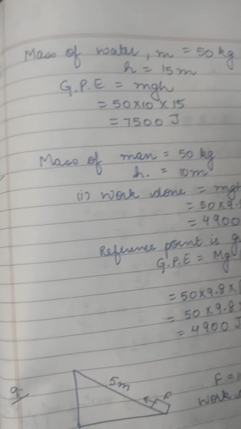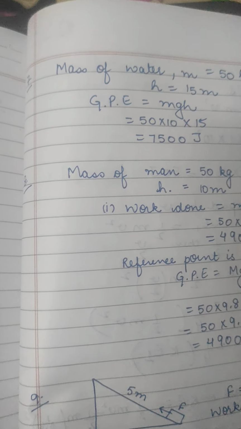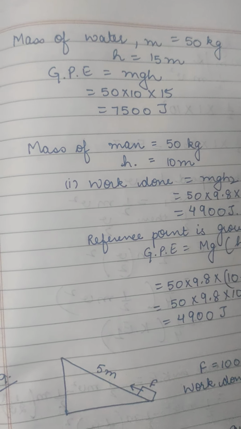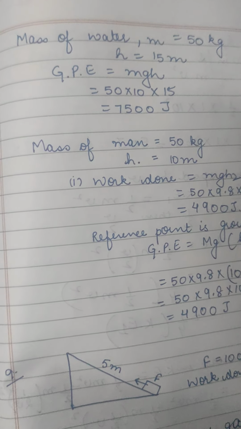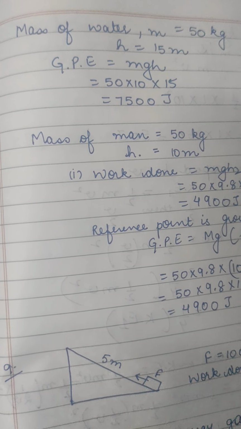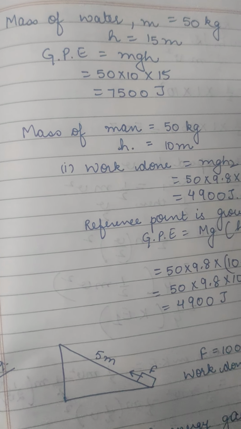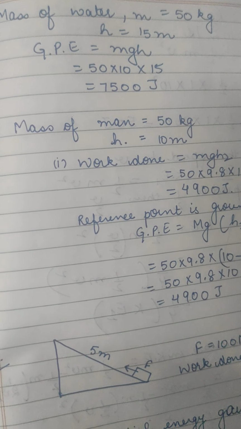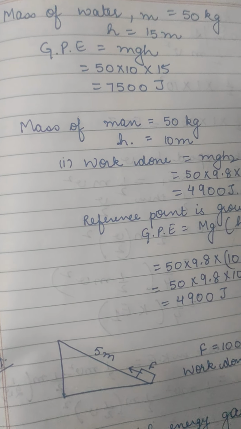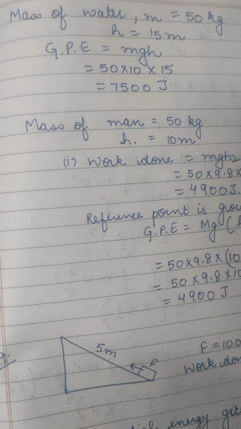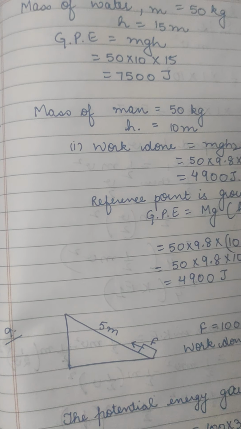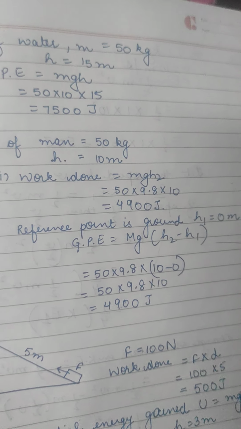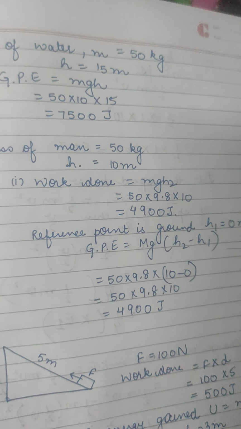The next question, the seventh numerical: a vessel containing water of mass 50 kg is placed at a height of 15 meter above the ground. The mass and height are given. Assuming gravitational potential energy at the ground to be 0, what will be the gravitational potential energy of the water in the vessel? The reference point, the ground, is given as 0.